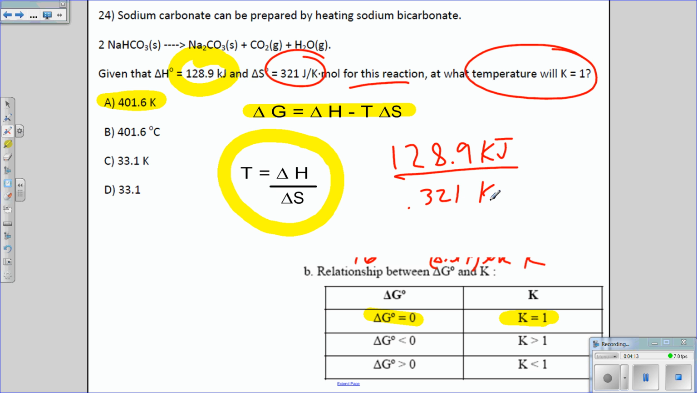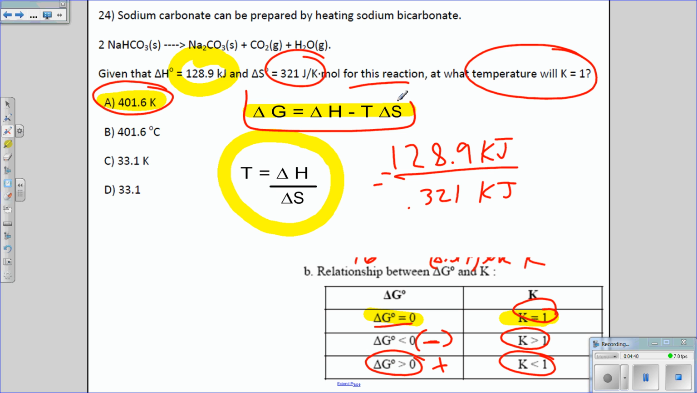0.321 kilojoules on the bottom. And then you get your value. Bam, A right there. Things you have to remember: if K (or Q) is 1, delta G is 0. It means it's in equilibrium. If delta G is negative, the reaction is spontaneous, it's going to go forward. Therefore, K is greater than 1. If delta G is positive, that means K is less than 1. Yes, you definitely need to know that.